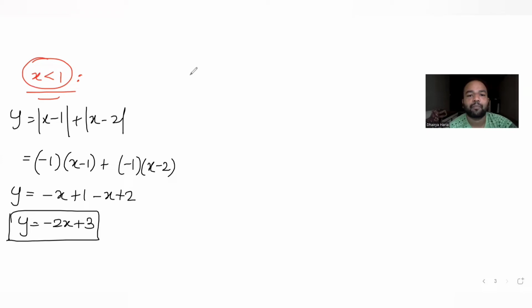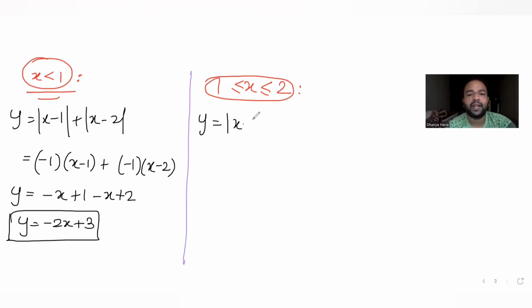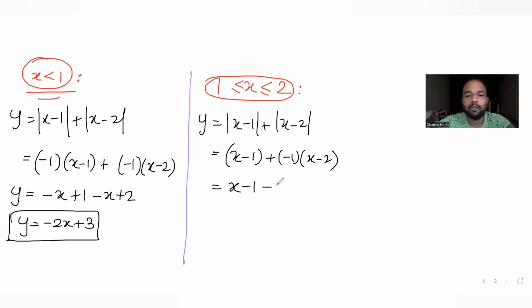Let's see the other idea. For x from 1 to 2, if I put any value, let's say 1.5, then 1.5 minus 1 is 0.5, which is positive, so I write it as it is. Here, 1.5 minus 2 turns out negative, so when a negative expression is present inside the mod, you multiply it with minus 1, giving plus minus 1 into x minus 2. So that gives x minus 1 minus x plus 2. The x terms cancel, and you get y as 2 minus 1, which is 1. So y equal to 1 for x from 1 to 2.